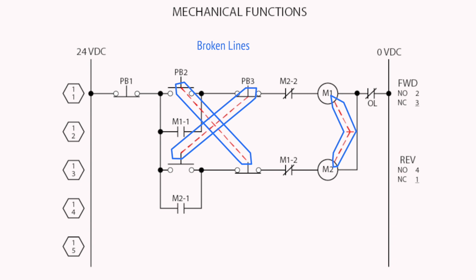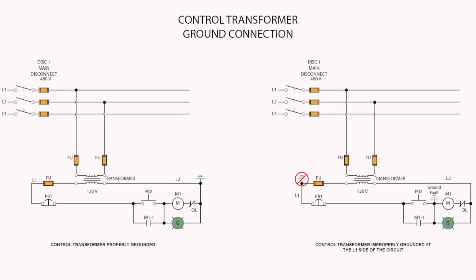The broken lines between the M1 and M2 coils indicate that the two are mechanically interlocked. This means that the contacts of M1 and M2 cannot be closed at the same time because of the mechanical interlocking action of the device. Depending on your location, the secondary side of the control transformer can be required to be grounded. If this is the case, the ground connection must be made so that an accidental ground in the control circuit will not start the motor or make the stop button or control inoperative.